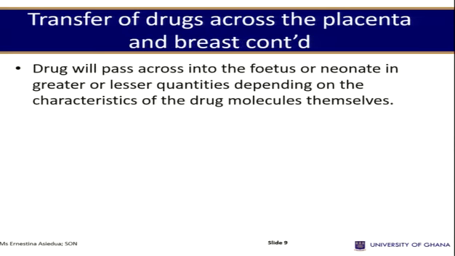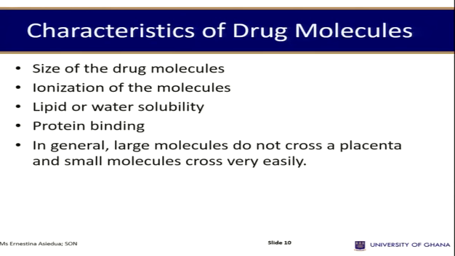The drug will pass across into the fetus or neonate in greater or lesser quantities, depending on the characteristics of the drug molecules themselves. I think we have explained this earlier on, that the larger molecules may not be able to pass through. Now, the characteristics of the drug: what is the size of the molecules? What is the ionization process? Is it lipid-based or water soluble?